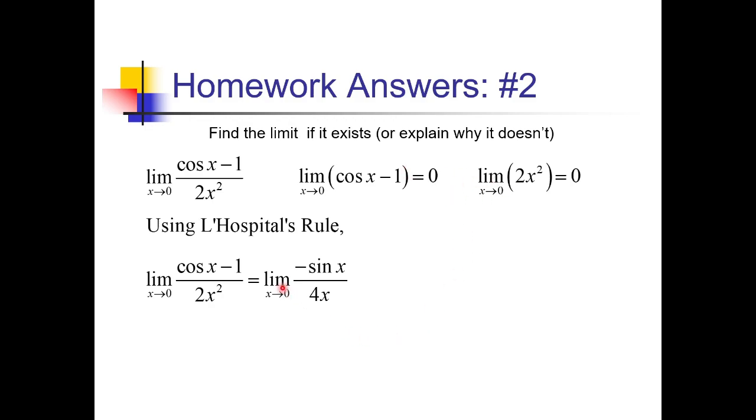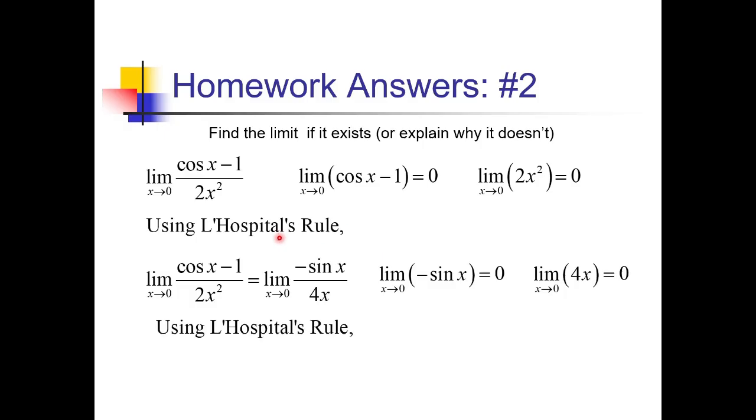Limit as x approaches 0 of negative sine of x, that's negative sine of 0, which is 0. And then limit of 4x as x approaches 0 is also going to be 0. So I can go another round of L'Hopital's rule on this one. So here was my previous limit, kind of my midway limit here, and I'm going to again take my derivatives and put that in a new limit as x approaches 0.